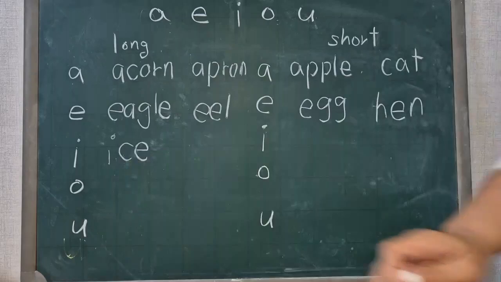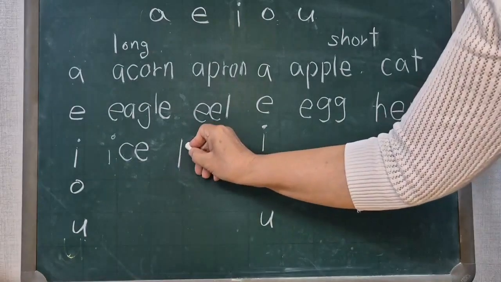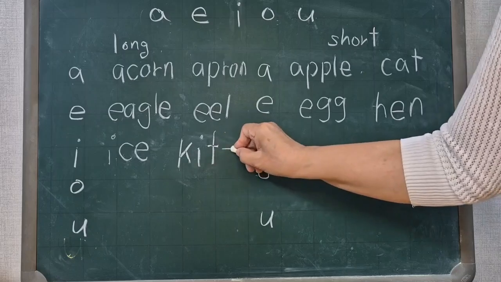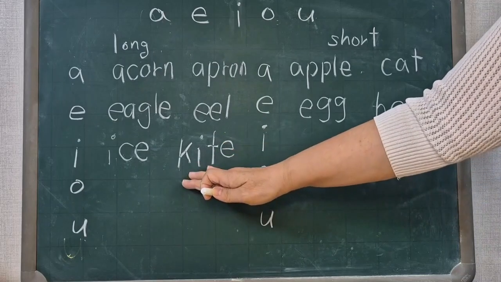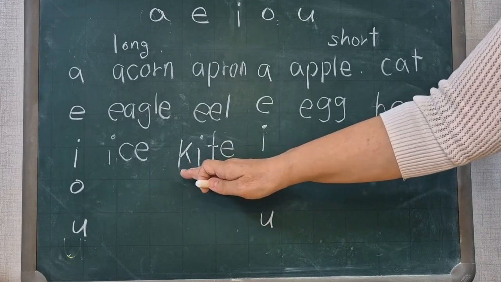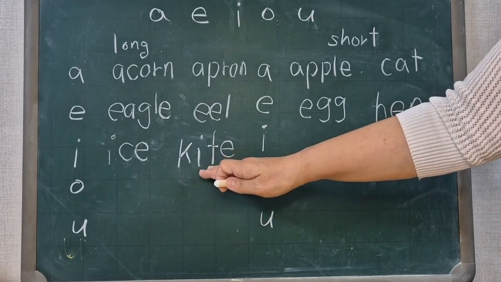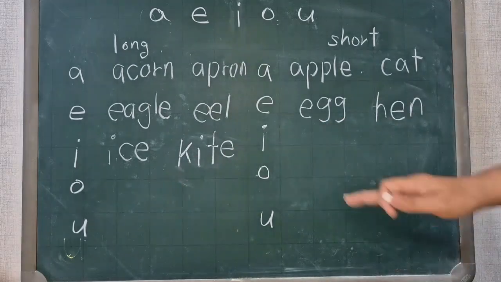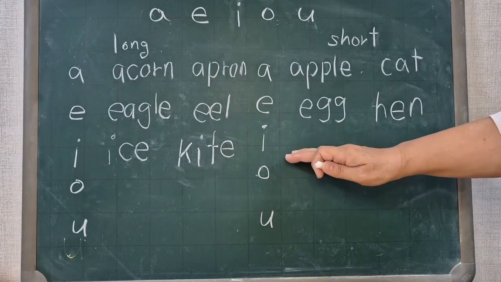Eye, ice, ice. Kite, K, I, T, kite, kite. E, short sound E.